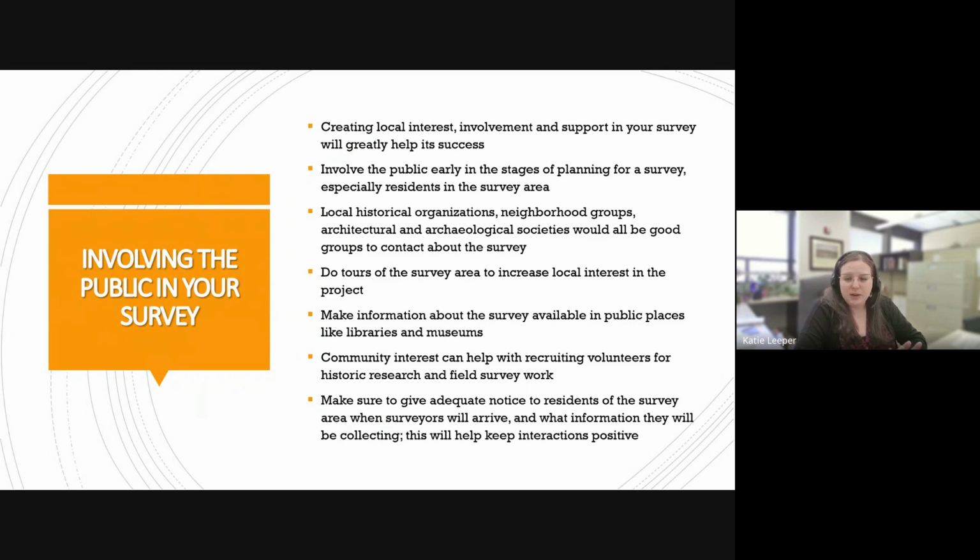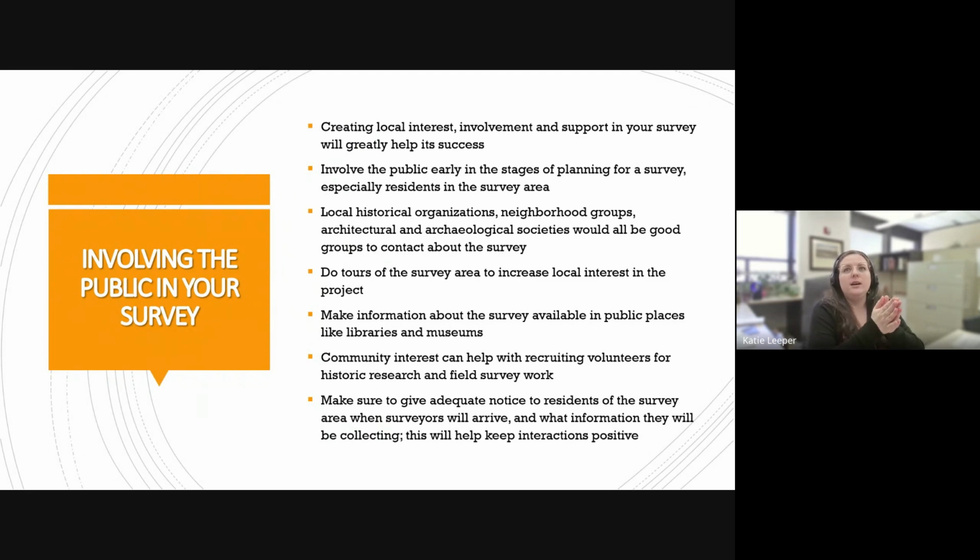Also, if you can, contacting local historical organizations, neighborhood groups, archaeological or architectural societies, those would all be fantastic places to look for help, whether that be in research or just in giving you advice on their research in the area. So maybe they can give you some background you wouldn't know about otherwise. A place for volunteers to come from potentially as well.